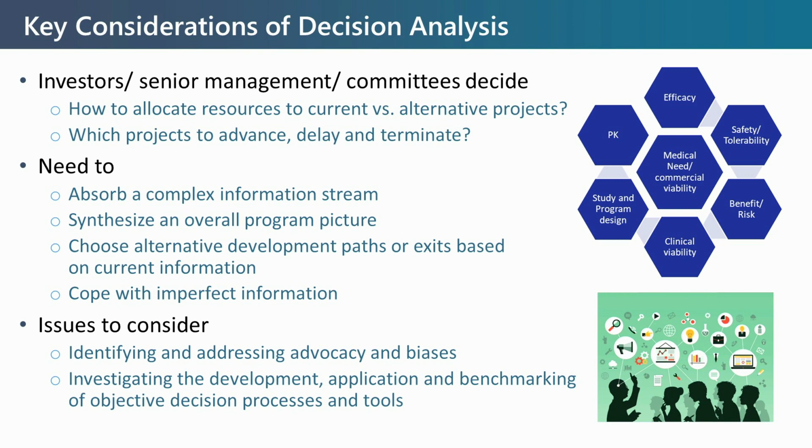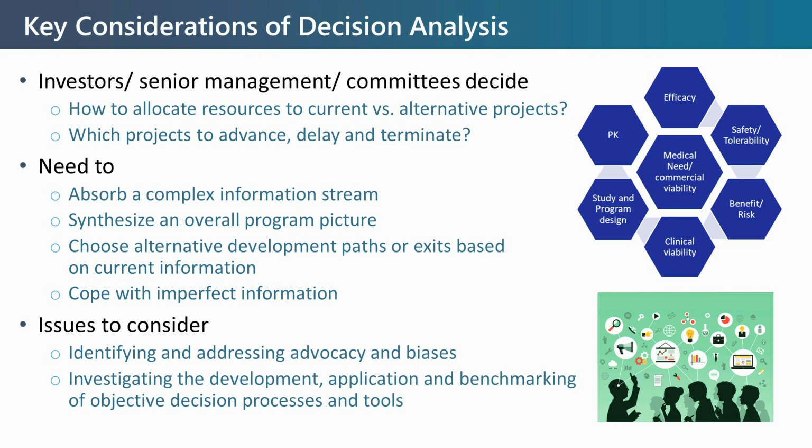And in that regard, decision makers have to absorb a complex information stream. They have to synthesize an overall program picture, and they have to choose alternate development paths based on current information. One of the challenges in drug development is the complexity of information, and oftentimes there is ambiguity as well as imperfect information to contend with.